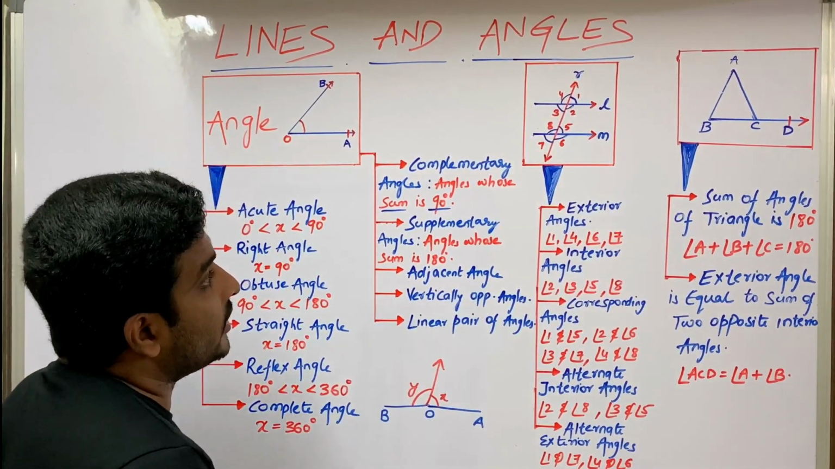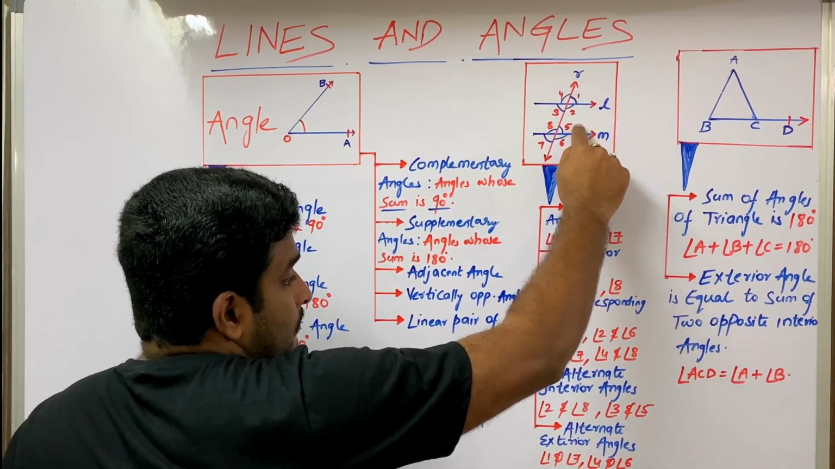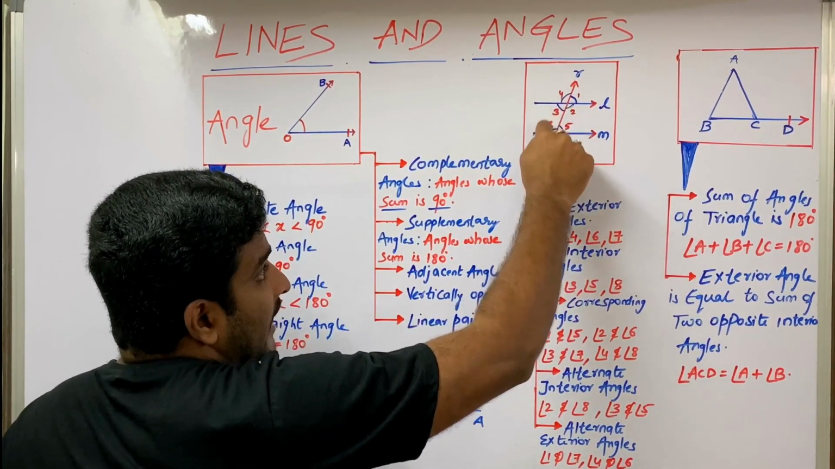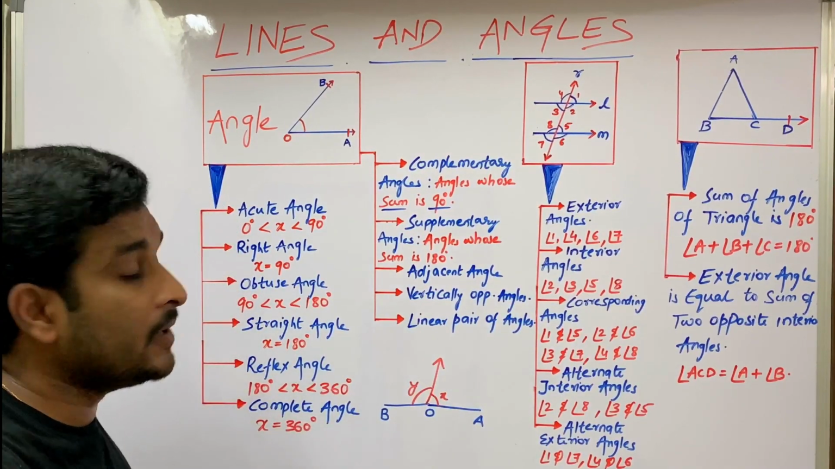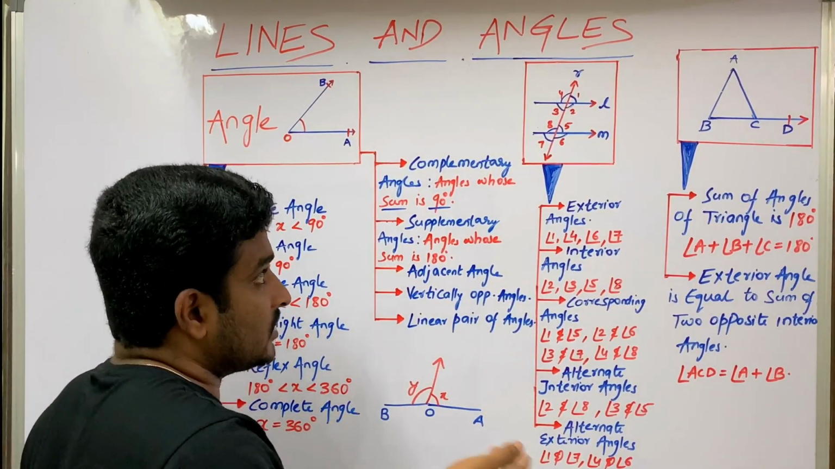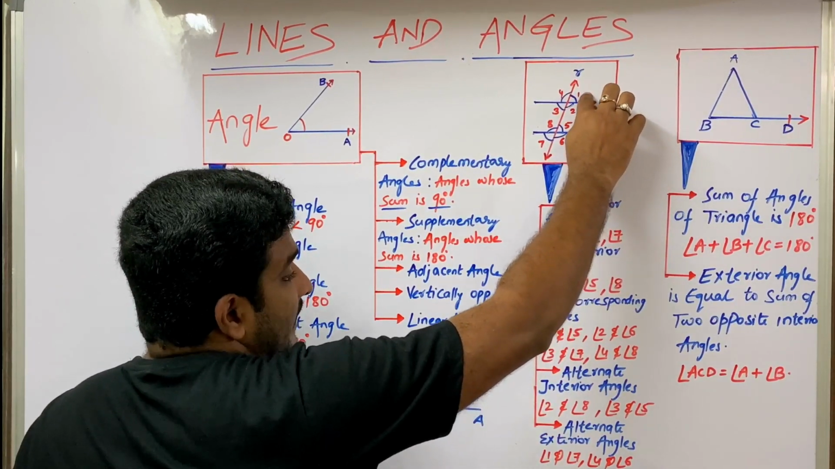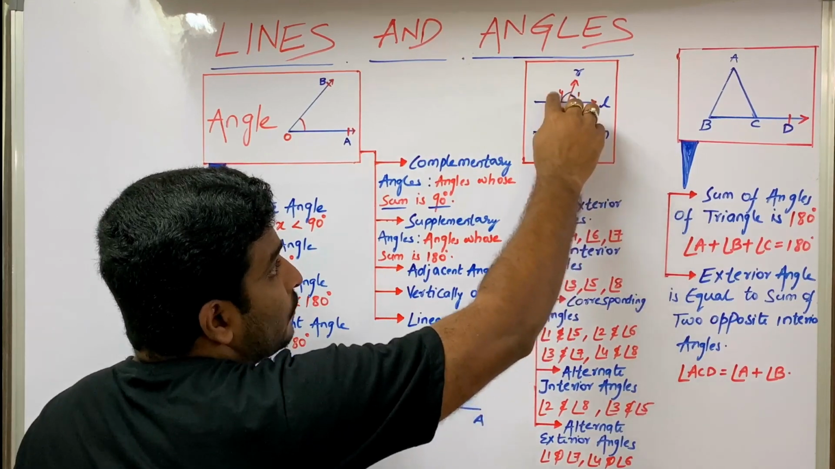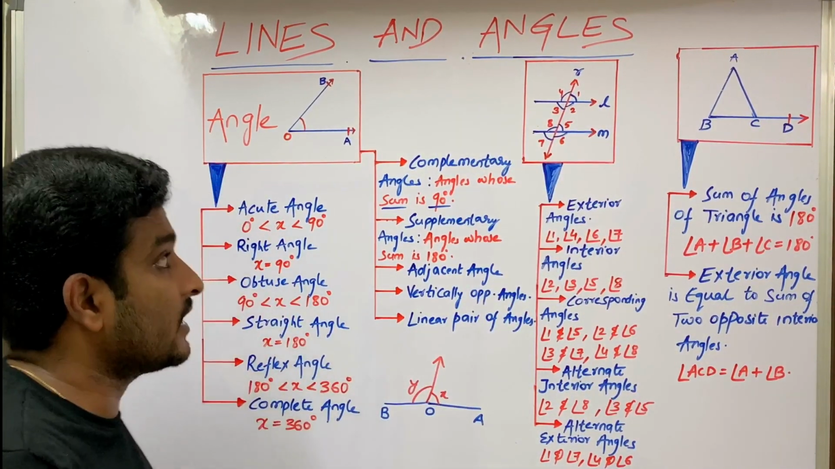Coming to the corresponding angles. Corresponding angles means angle 1 and angle 5, angle 2 and angle 6, angle 4 and angle 8, angle 3 and angle 7. Corresponding angles means similar angles, the same angles. Again I am repeating, corresponding angles are angle 1 and angle 5, angle 2 and angle 6, angle 4 and angle 8, angle 3 and angle 7.